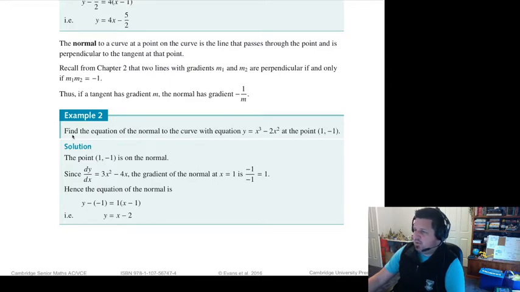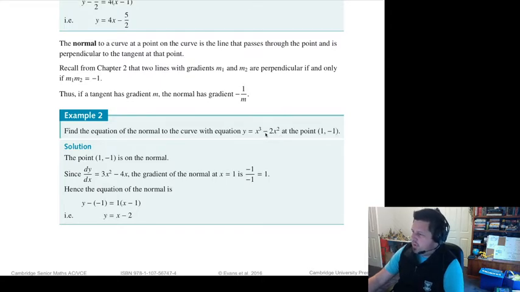Example 2 is actually asking us to do this. It says find the equation of the normal to the curve with the equation here at the point 1, -1. This time they've given you the x and y coordinates. If they just gave you x equals 1, you'd have to substitute it in and find its corresponding y value. They were nice here and gave you that additional information, so you don't need to work that out.